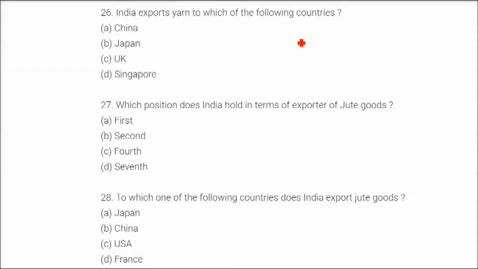India exports yarn to which of the following countries? And it is Japan. Yarn, dhage. Which position does India hold in terms of exporter of jute goods? We are second. To which one of the following countries does India export jute goods? And we export the jute goods to USA, United States of America. There are various other countries.